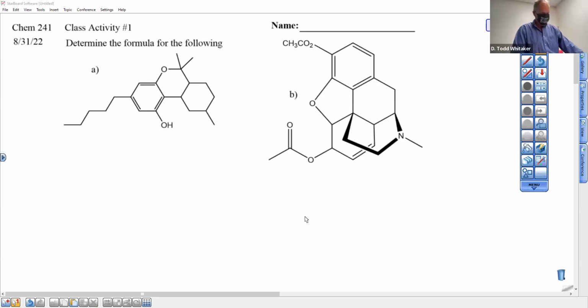And here we have two structures that have stick figures. I chose this one. That's a not too popular cannabinoid called hexahydrocannabinol. And this one's called heroin.